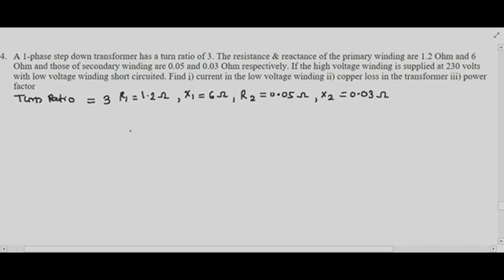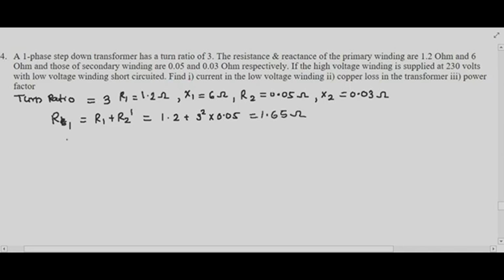Now, referring to the HV side, I will find out the equivalent resistance of the transformer. That is nothing but RT1, which equals R1 plus R2 dash, which equals 1.2 plus, the turns ratio being 3, R2 divided by K square. So directly I will write this as 3 square into 0.05.